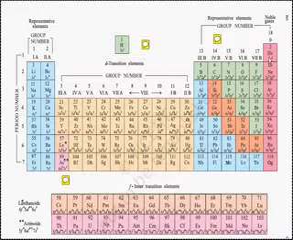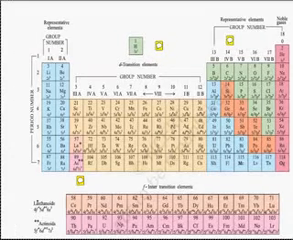Group number 18 are non-metallic gases, so they are known as noble gases. Remember, semi-metals are also known as metalloids. Now we will have one more video for remembering all the elements of the periodic table.